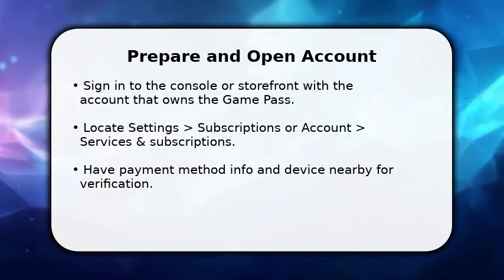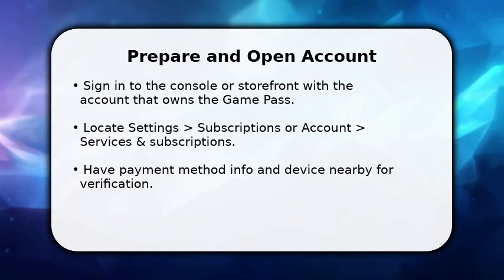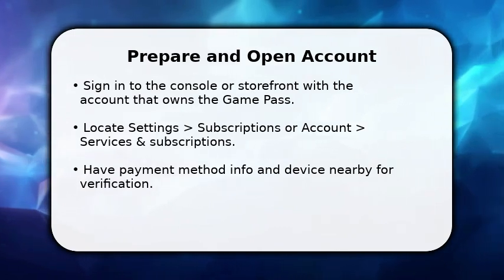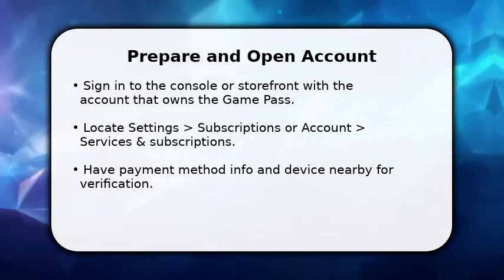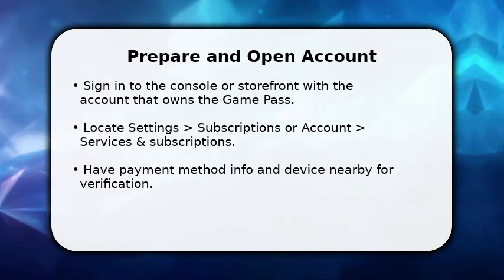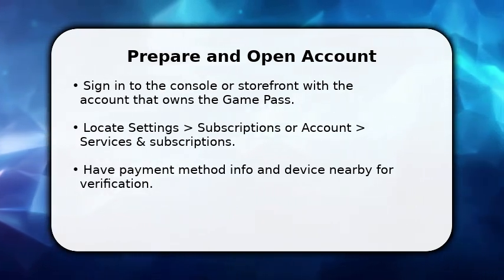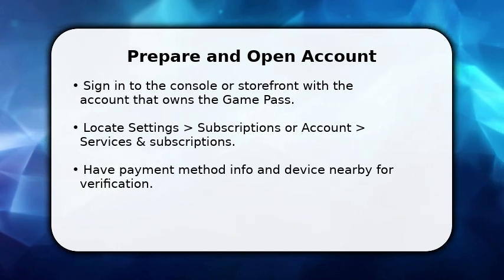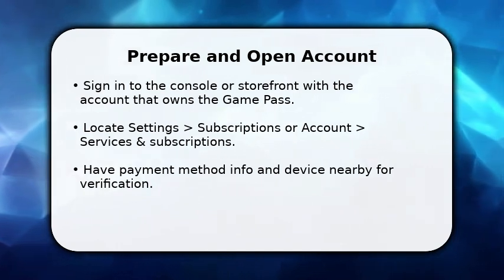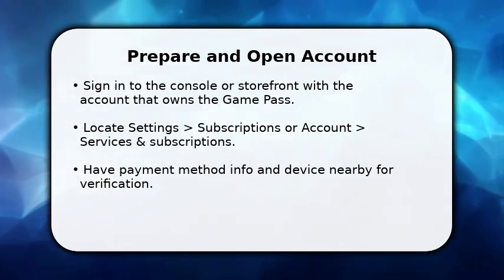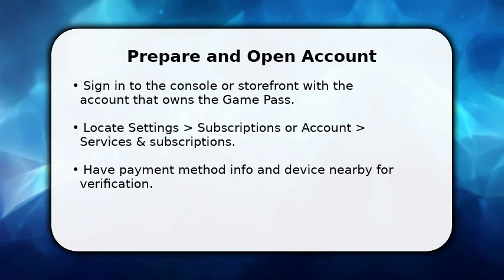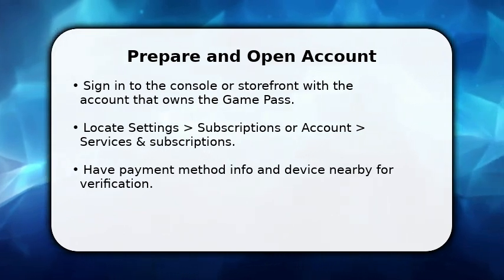You start by signing into the account that owns the Game Pass. This ensures you can manage billing and access. Once signed in, go directly to Settings or Account and open the Subscriptions or Services and Subscriptions page to view active passes. Make sure to have your device and any verification codes ready because stores often require confirmation.